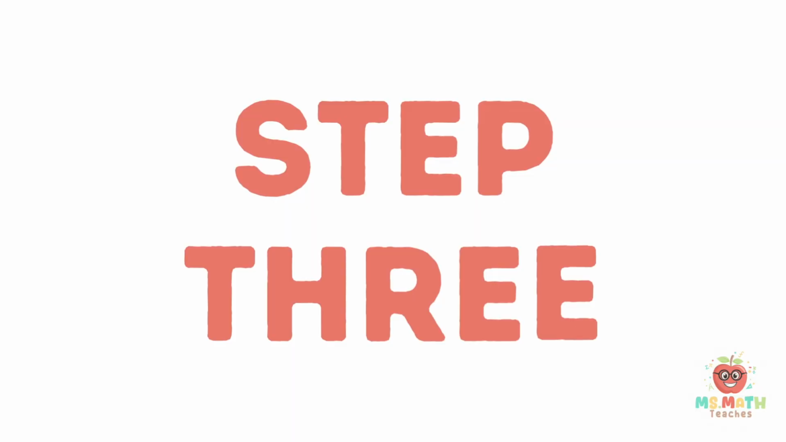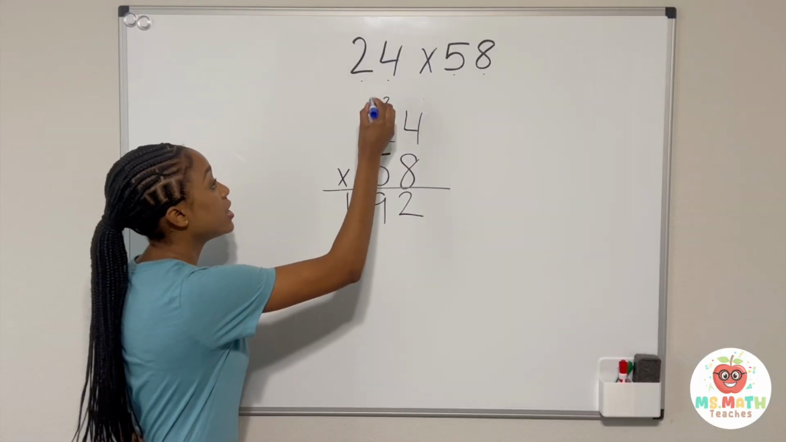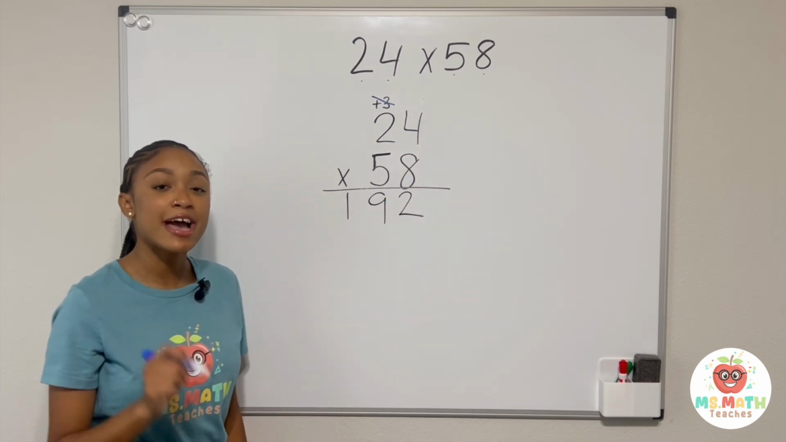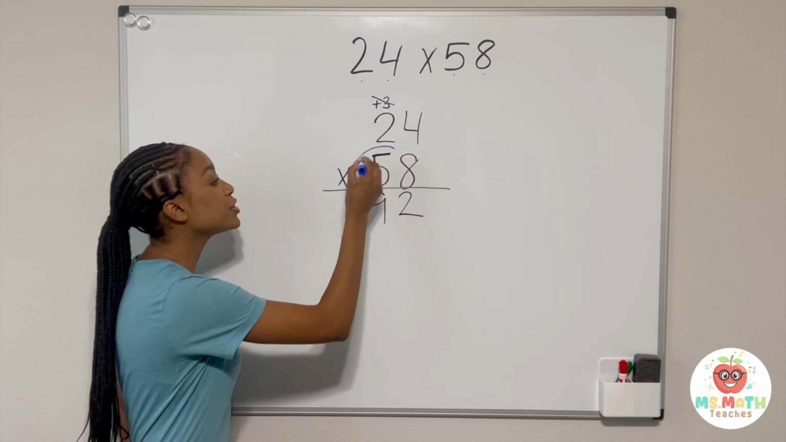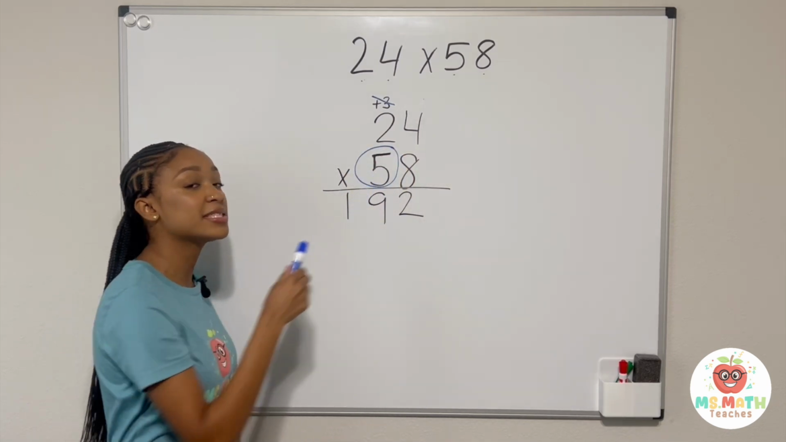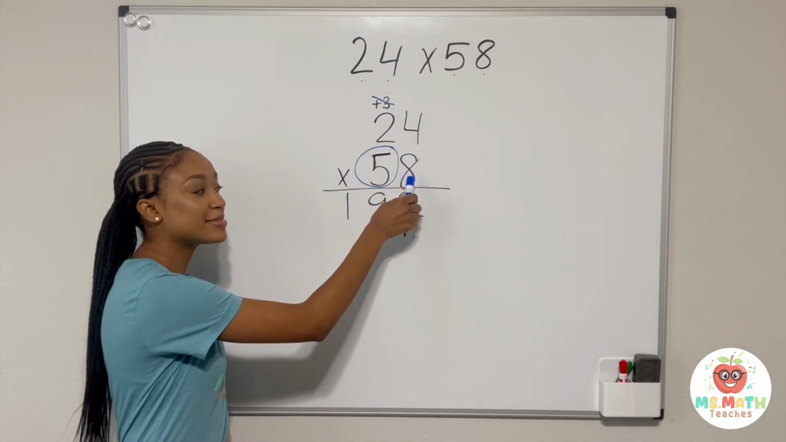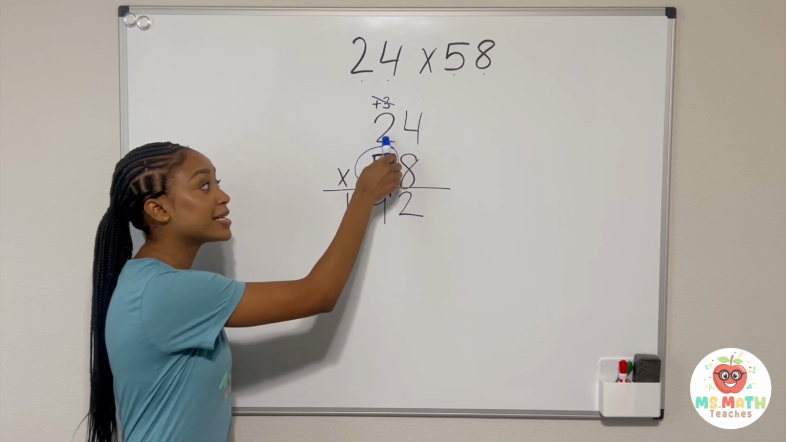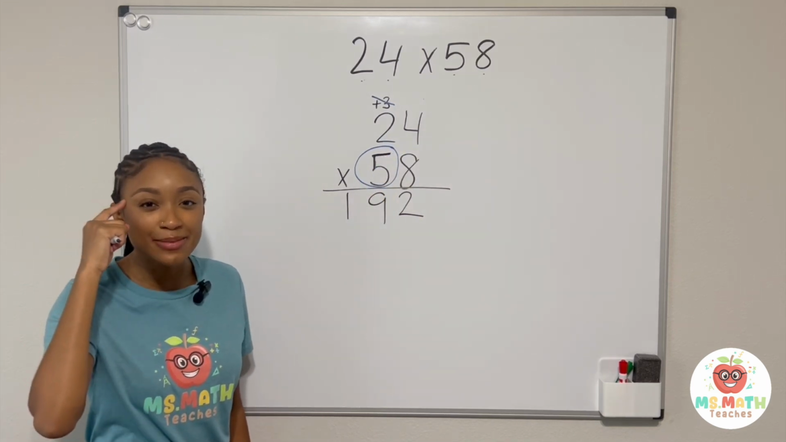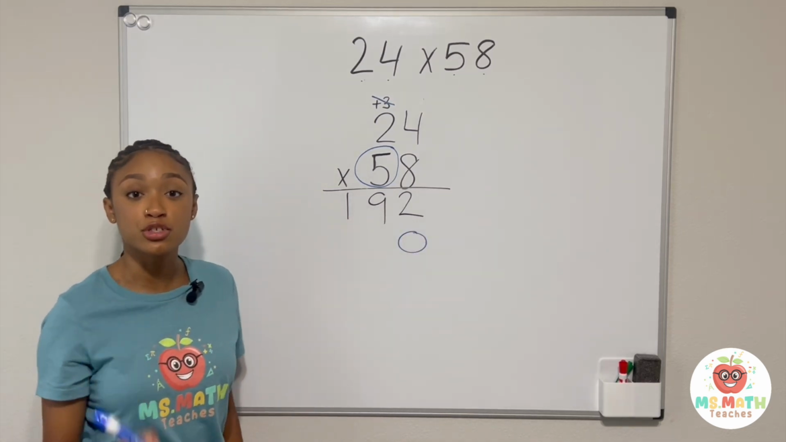Now for step 3. First, you're going to cross out any numbers that you added on the top when you multiply by the number in the ones place. After you do that, I need you to circle your new number that you're multiplying. We are now going to be multiplying by the number in the tens place, which is 5. I already multiplied 24 times 8. Now I'm going to multiply 24 times 5. That circle is going to remind me to put a placeholder 0 underneath the 2.